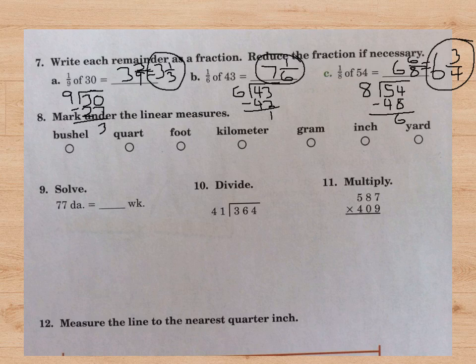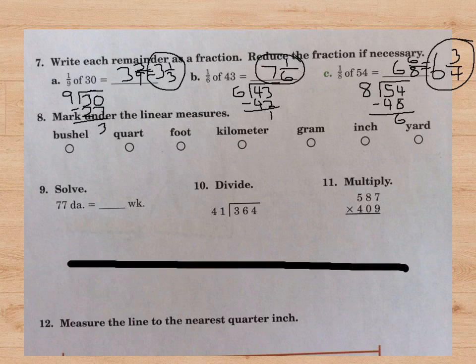Number 8 tells us to mark under the linear measures. See, linear is your length. And remember, there is also weight we learned about. We're talking about linear length. A bushel, that'd be weight. So we're not talking about that. Quart would be your liquid measure, capacity measure.